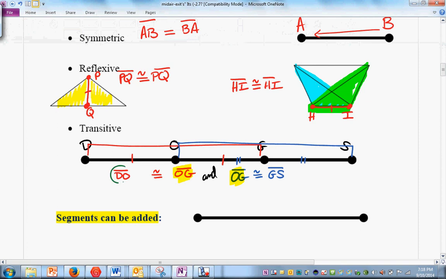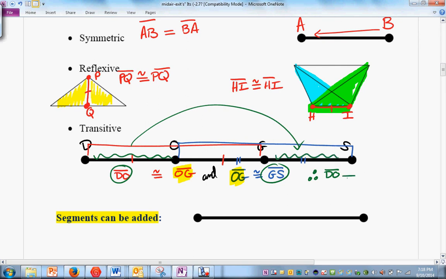So we can transfer the congruency from DO to GS. Therefore, we can do like this. Transfer congruency and say that DO, the first segment, must therefore be congruent to GS. That's called transitive. We transfer congruency.